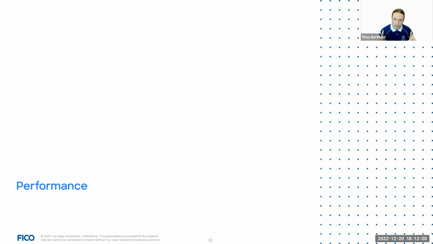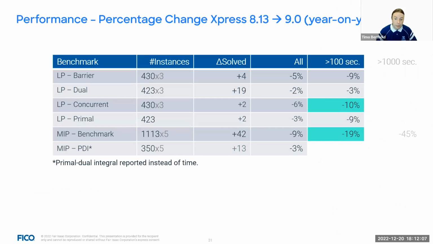Finally, the most interesting part of every release presentation: performance numbers. A year ago, we released Xpress 8.13. This table compares our new 9.0 release against 8.13. It's the typical year-on-year improvement table that I always show in these videos. These are numbers on our benchmark sets, which consist of a mix of public and client instances, and client instances are sampled to avoid any type dominating the benchmark.